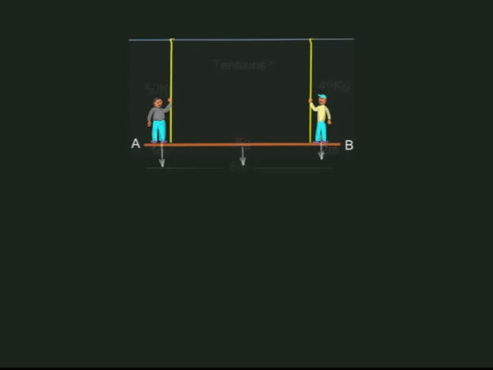Now the downward forces are the weight of the boys and the weight of the bar, which acts from the center of gravity. Vertical forces are the tensions on the ropes. So if I let F1 and F2 be the forces acting on the ropes, that is the tension.